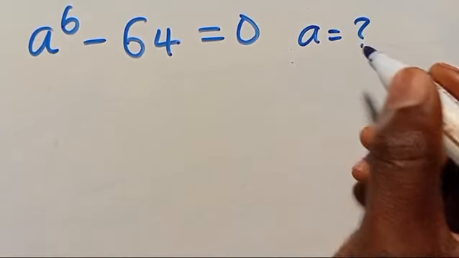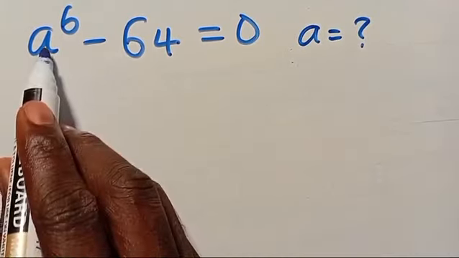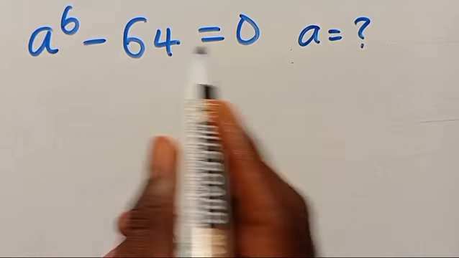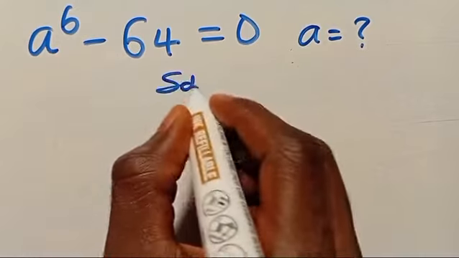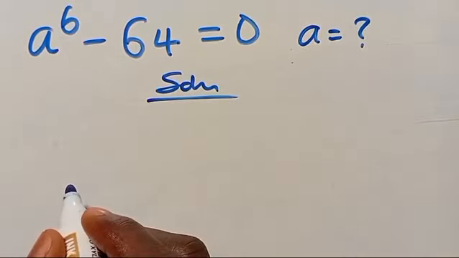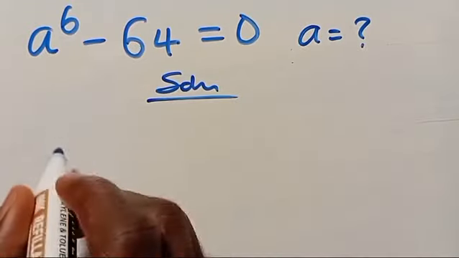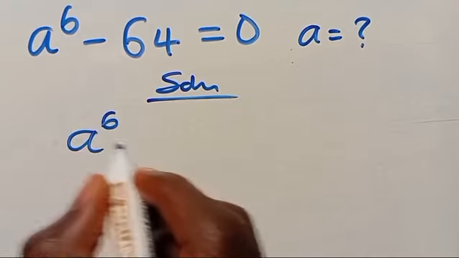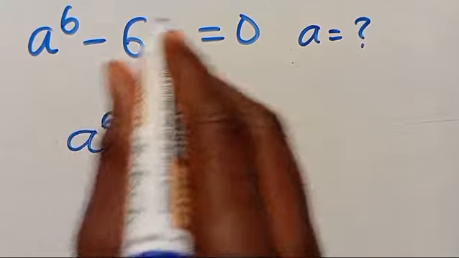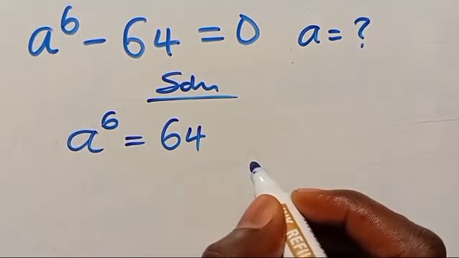Hello, what is the value of a, given that a to the power of 6 minus 64 equals 0? Then let's have the solution from here. From here, we can have a to the power of 6, taking this one to here, to be 64.